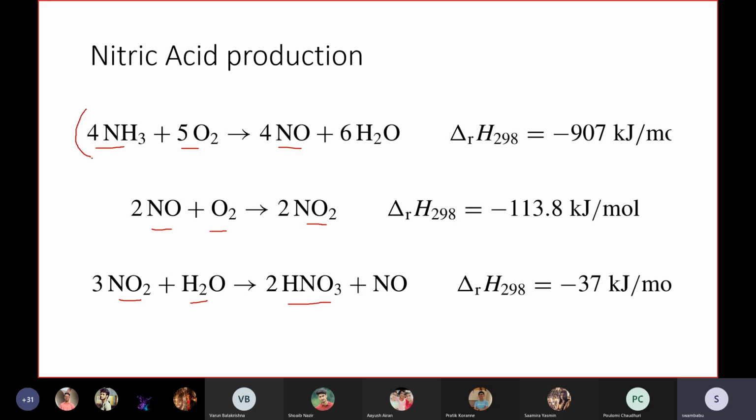As I showed you, this is the important reaction, nitric oxide. Now, if you can see, all are exothermic reactions. Any oxidation reaction, for that matter, is an exothermic reaction. And all are irreversible reactions.